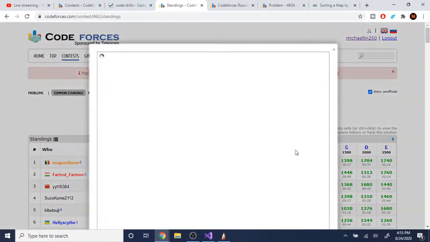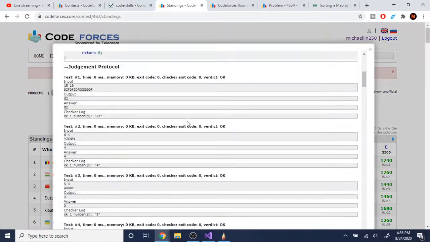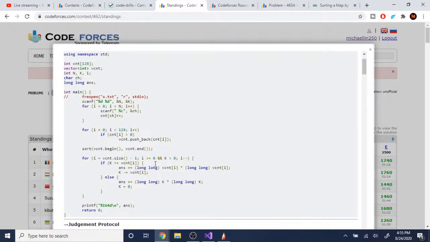So yeah, that guy's codes are so short. So this one makes more sense. You know, while k is greater than or equal to it. Yeah. So yeah.